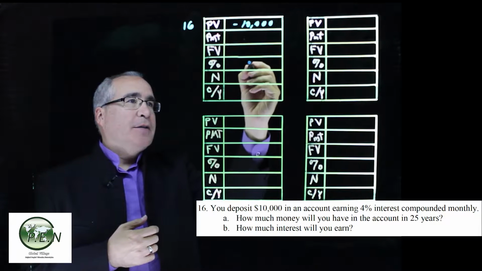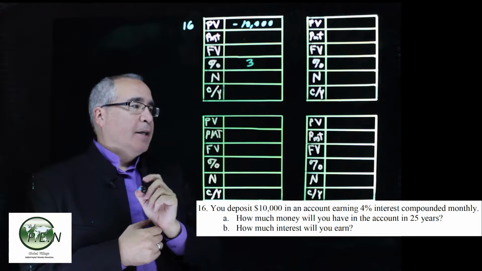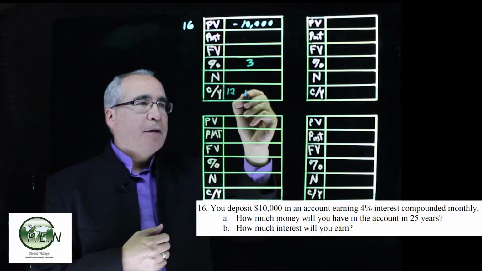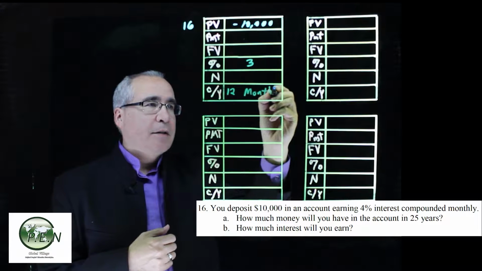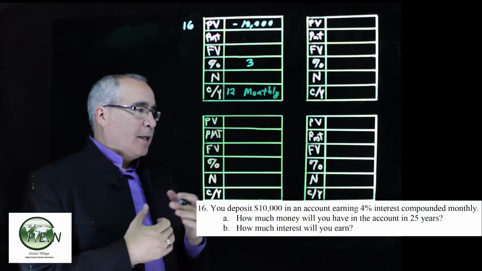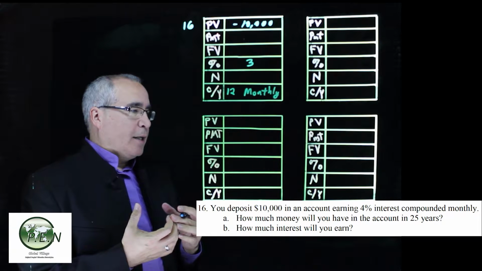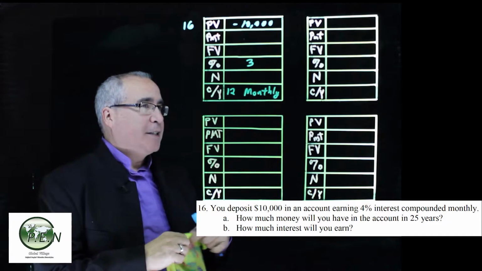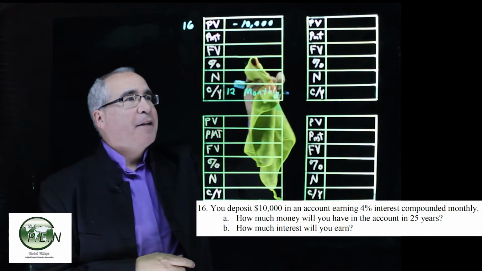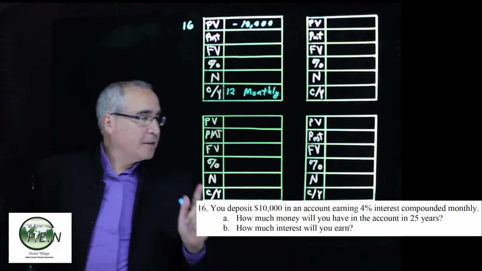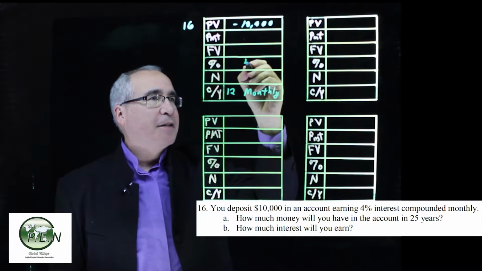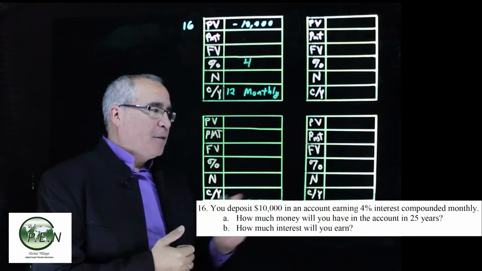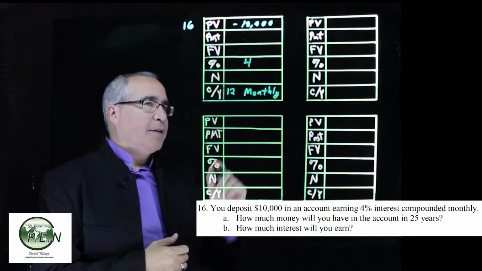We got 3% interest, so we put that in. We're compounded monthly, that's the next thing we find out, so this is going to be 12 or monthly. Looking back at 15, one of the problems, this is 10,000, it's 4%. You probably saw that. How much money will we have in 25 years?